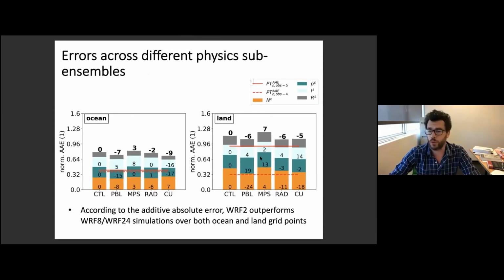We can do, of course, the same, but instead of fixing the resolution, we can fix one physical scheme. So, for example, we can compare the control with what we obtain when using another PBL scheme, another microphysics, another radiation, another cumulus, exactly. And sometimes differences are quite large. They could be as large as 10%.